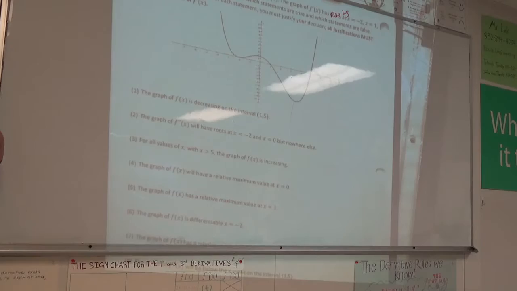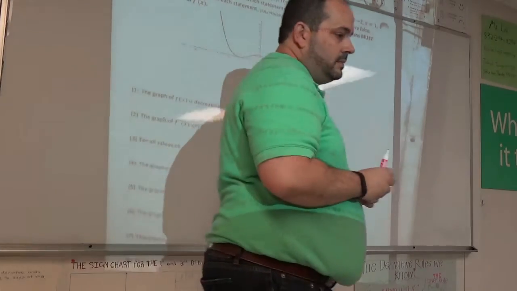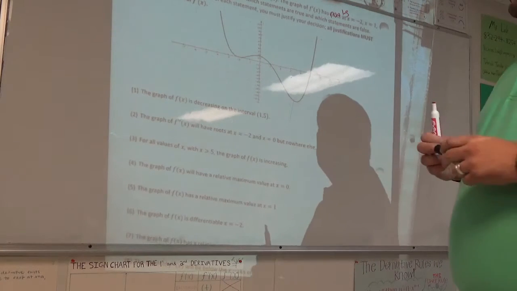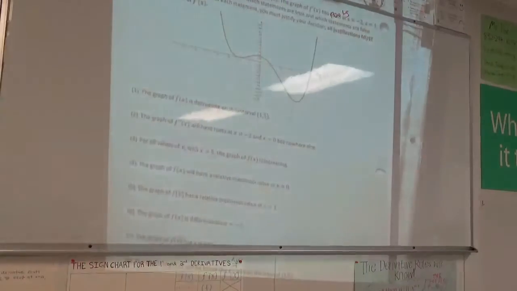Using the graph of f prime of x, determine which statements are true and which statements are false. When determining the truth value of each statement, you must justify your decision. All justification must be based on the graph of f prime of x. Okay. So, which graph is this? Which graph? F prime. This is f prime.